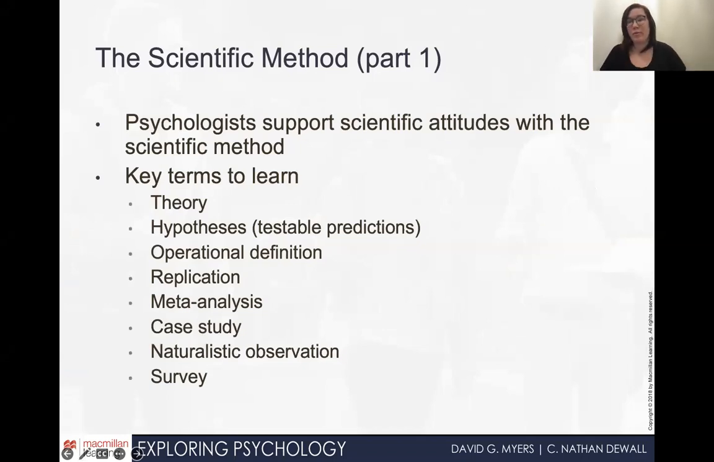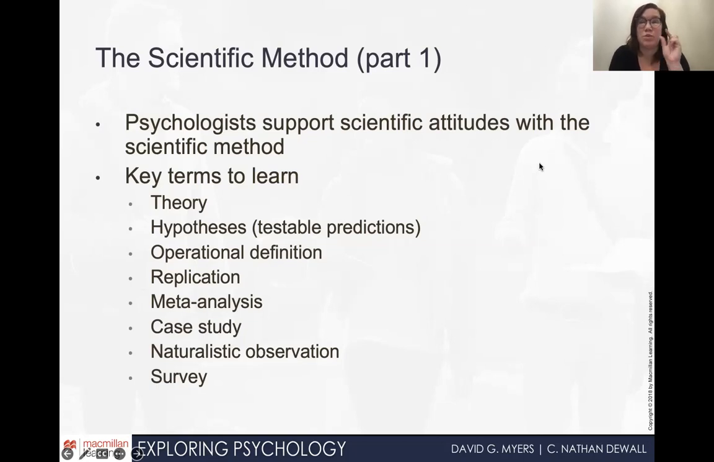So you might be a little bit familiar with the scientific method from your previous science classes, but this is going to go a little bit more in depth, sort of like a college academic level of the scientific method. So psychologists support scientific attitudes with the scientific method, right? It is used in all of our psychological research.